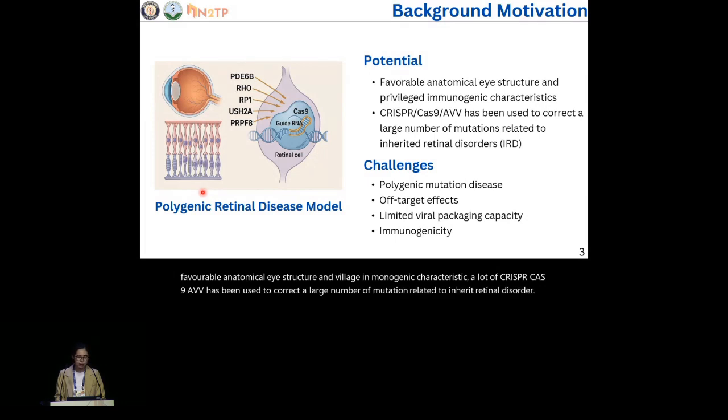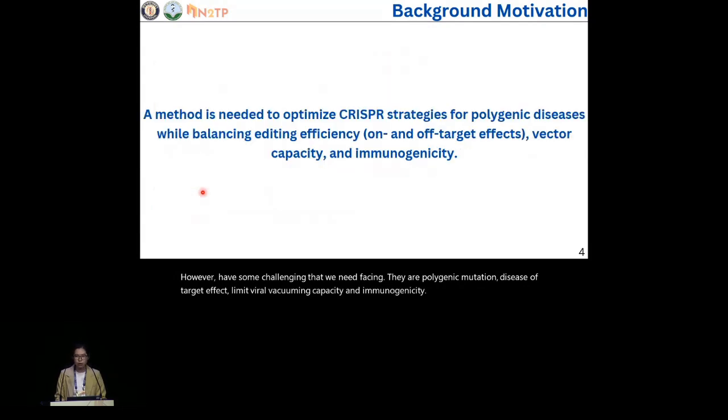However, there are some challenges that we need to face. There are polygenic mutation diseases, off-target effects, limited viral packaging capacity, and immunogenicity. This is the motivation for our research team to develop a method to optimize CRISPR strategy for polygenic disease while balancing edit efficacy, vector capacity, and immunogenicity.